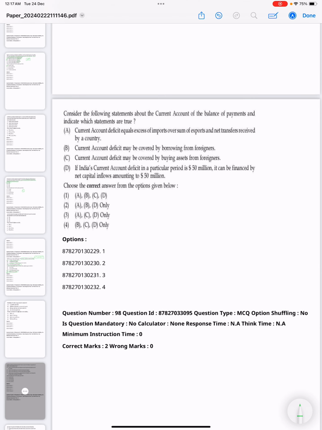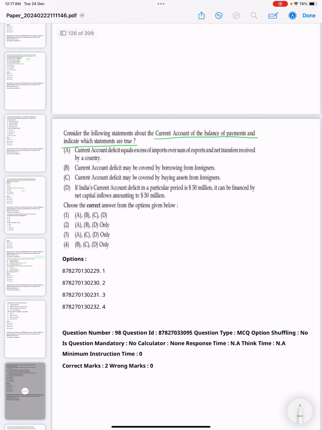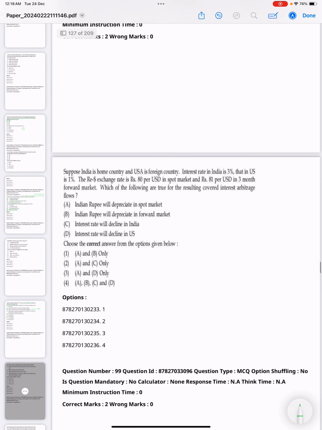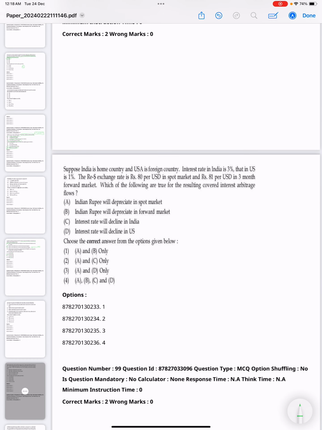So consider the following statements about the current account of balance of payments and indicate which statements are true. Current account deficit equals excess of imports over the sum of exports and net transfers received by a country. So we know this statement is true. Current account deficit may be covered by borrowing from foreigners. This is also true. Current account deficit may be covered by buying assets from foreigners. If you are buying assets, you are eventually making more payments to them. So that would worsen the current account deficit. So this cannot be possible. So C cancels, and we are left with A, B, D. So you can skip statement D as well in your exam. That would save you time in solving, and you could solve some other questions with that.